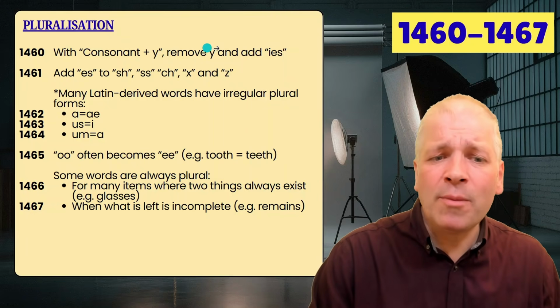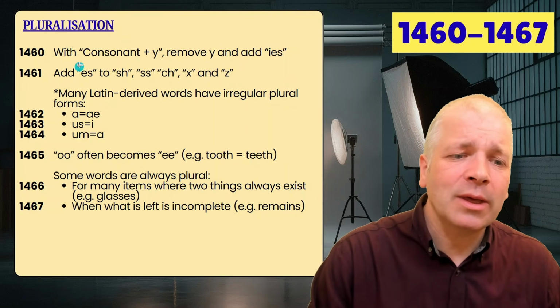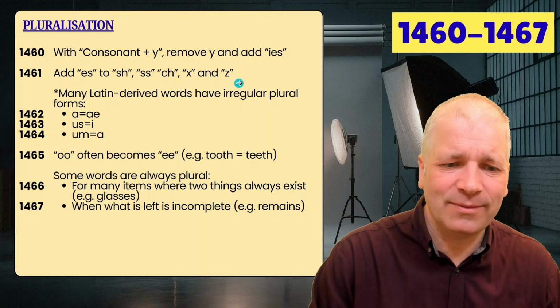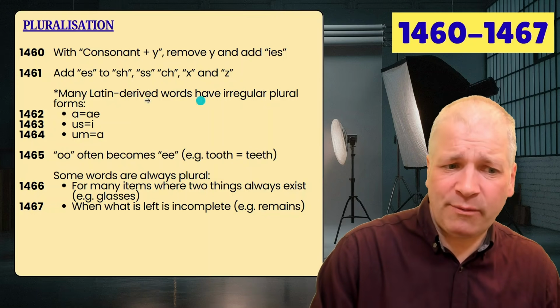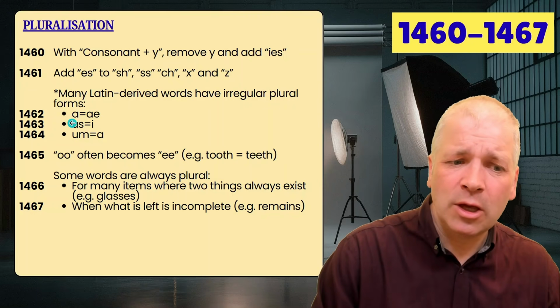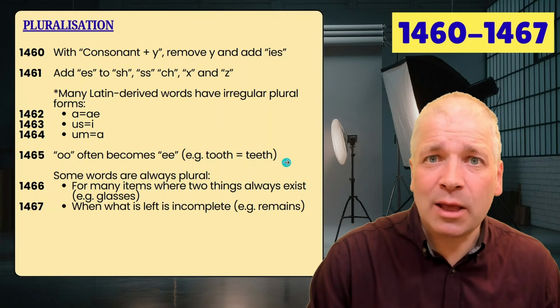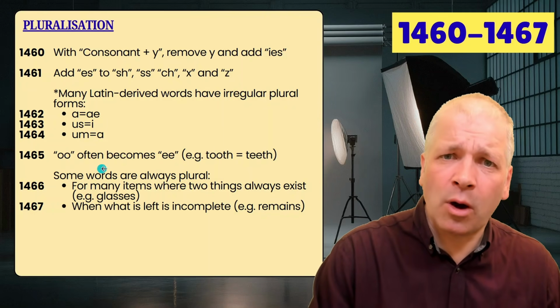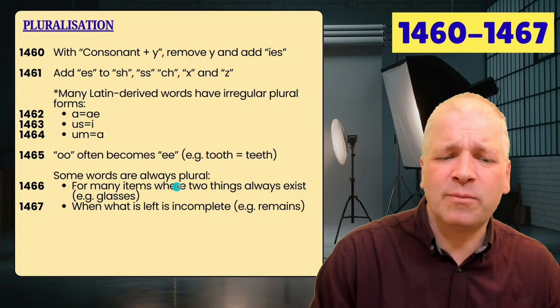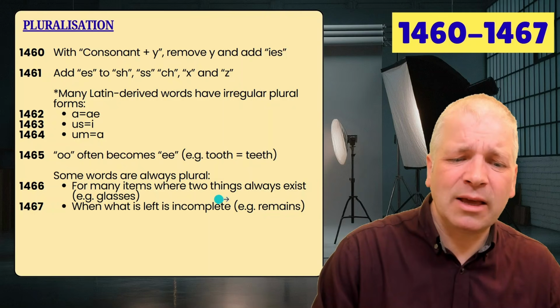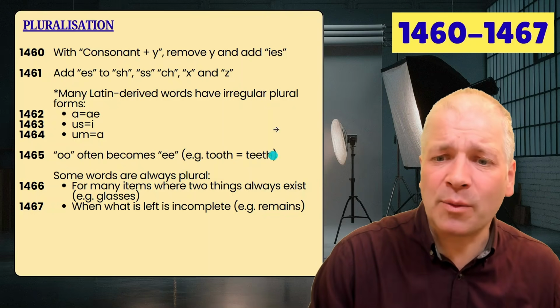Consonant plus y, remove the y and add ies. You add es to the following endings: sh, ss, ch, x, and z. And many Latin-derived words have irregular forms. A becomes ae, us becomes i, um becomes a. Oo often becomes ee, like tooth becomes teeth, to make the plural. And some words are always plural, like for items where two things always exist, such as glasses, or when what is left is incomplete, for example, the remains of a building.